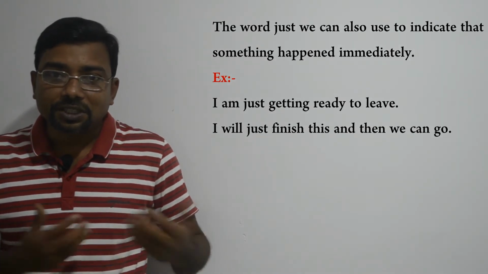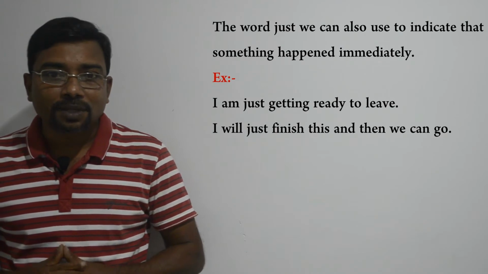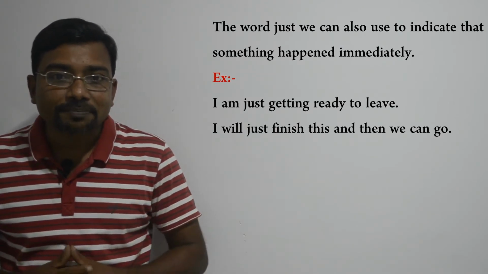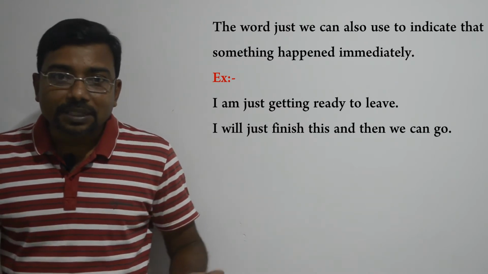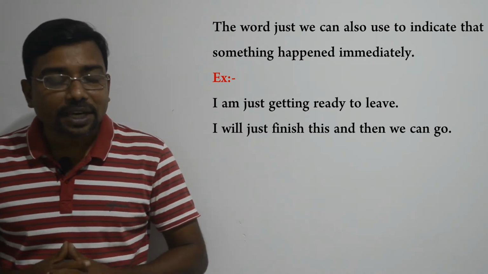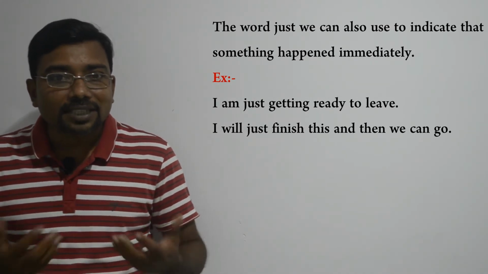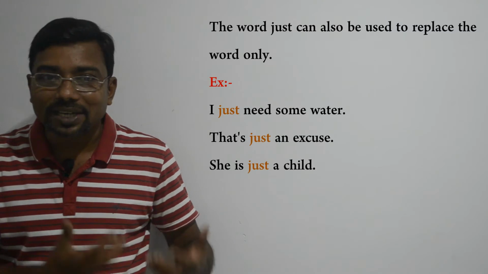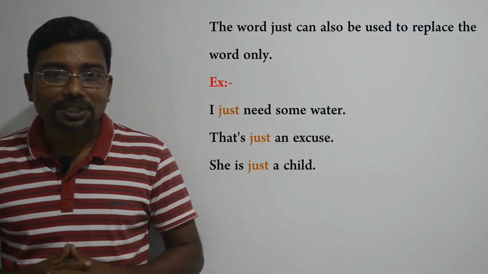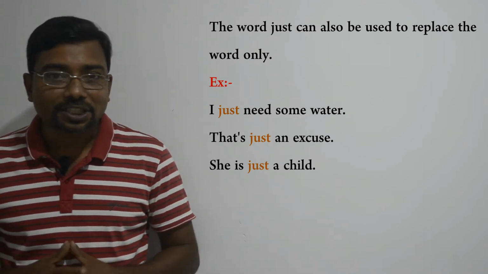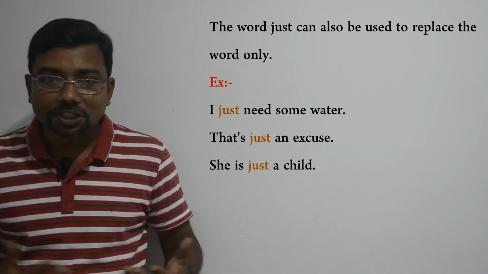Look at the next one. I will just finish this and then we can go. Okay, here also we use the word just to indicate something happening immediately. It means immediately you will finish this and then we can go. Okay, remember we can use this word just to talk about something happening immediately. Okay, not only that, just can also be used to replace the word only. Look at these examples. I just need some water. That's just an excuse. She is just a child.